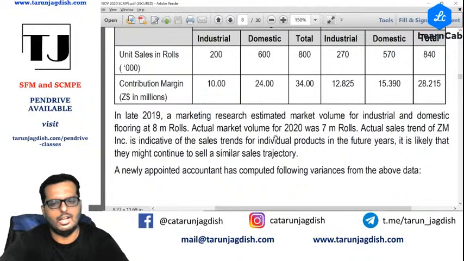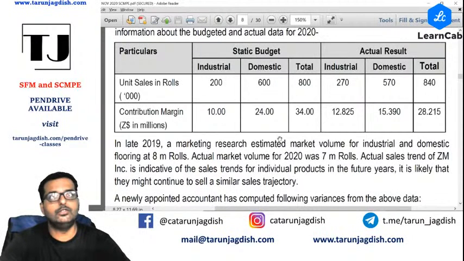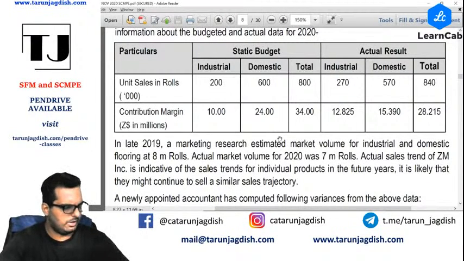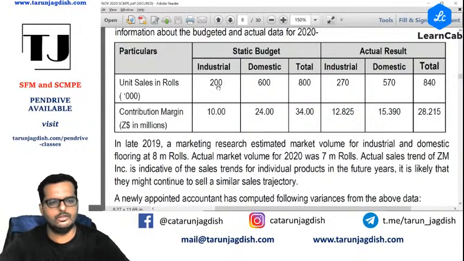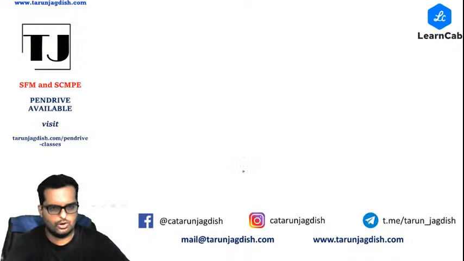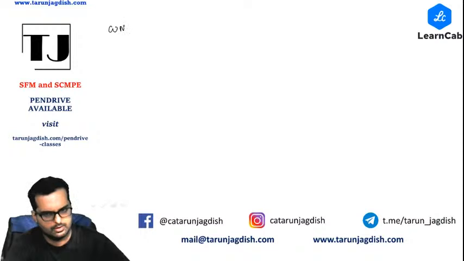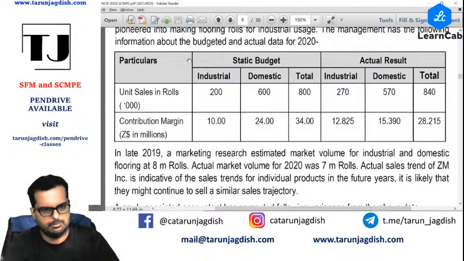Okay friends, here we are having industrial, we are having domestic, we have a budget and we have the actual data also available. Alright. So first thing what we will do is they have given the total contribution and they have given the sale volume. So let's divide and get the contribution per unit. I'll draw a table called working note 1 basic data. Let me copy down the same table, but I would like to find out the contribution per unit.